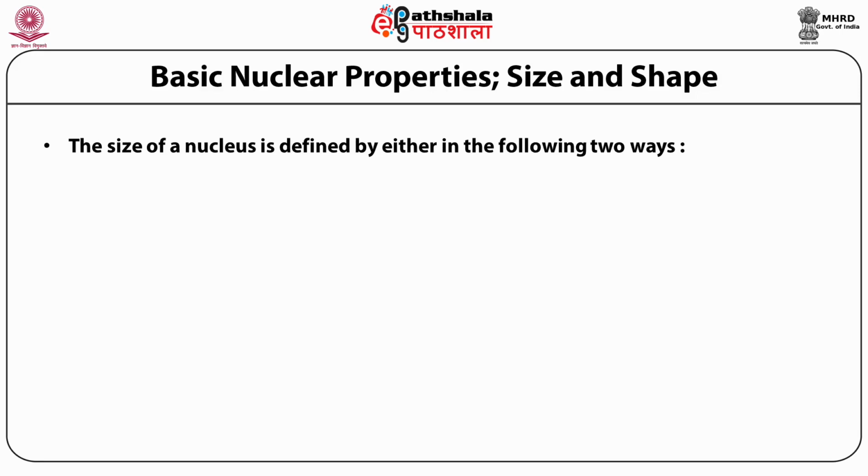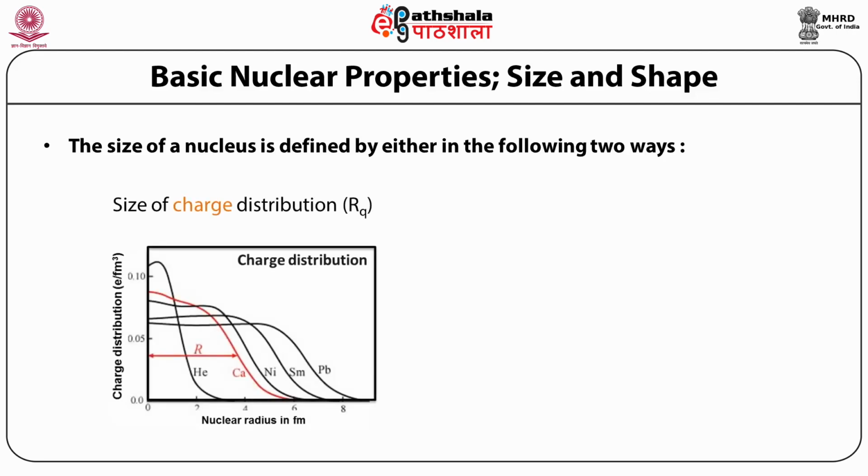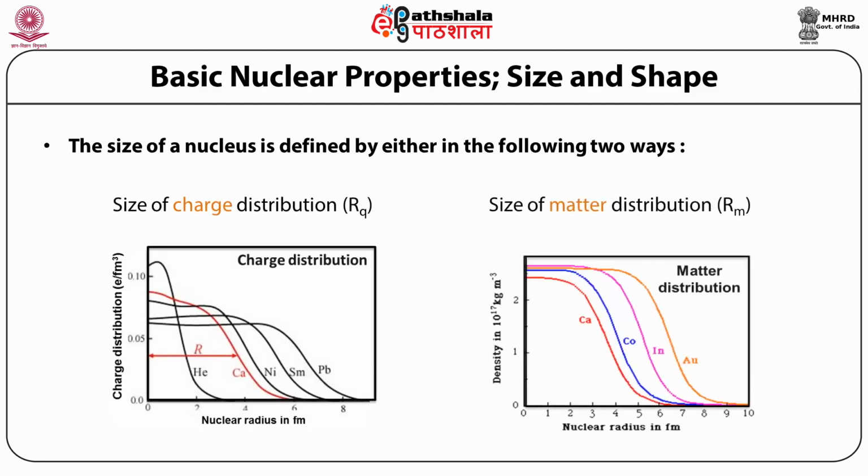It means if we want to get information about the size of the nucleus, then the size can be obtained in two ways. Number one, by the size of the charge distribution, and number two, by the size of the matter distribution. In the two pictures, the left-hand side shows the charge distribution density, and the right-hand side shows the matter distribution. That is, the density is plotted as a function of distance from the center of the nucleus.